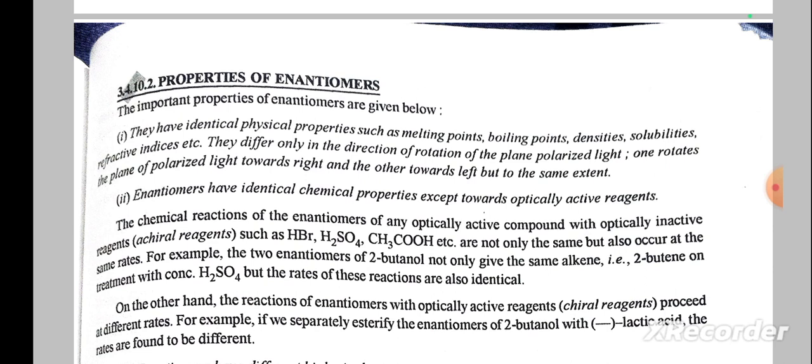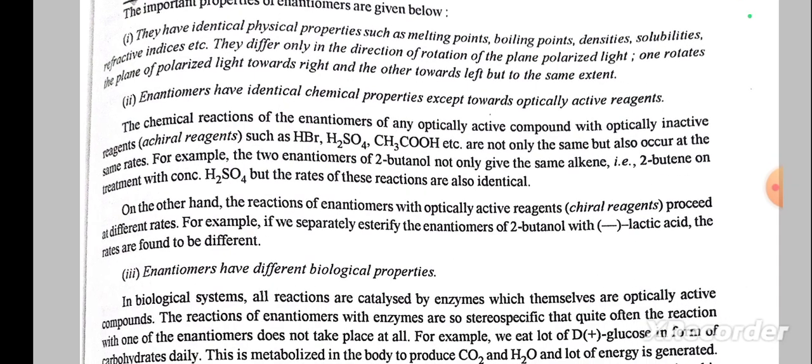One rotates the plane of polarized light toward the right and another rotates toward the left, but to the same extent. Second, enantiomers have identical chemical properties except toward optically active reagents. The chemical reactions of the enantiomers of any optically active compound with optically inactive reagents such as HBr, H2SO4, CH3COOH are not only the same but also at the same rate.